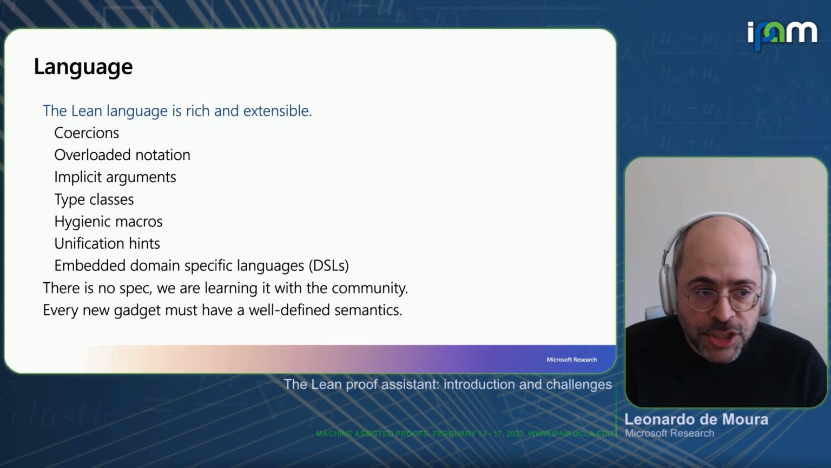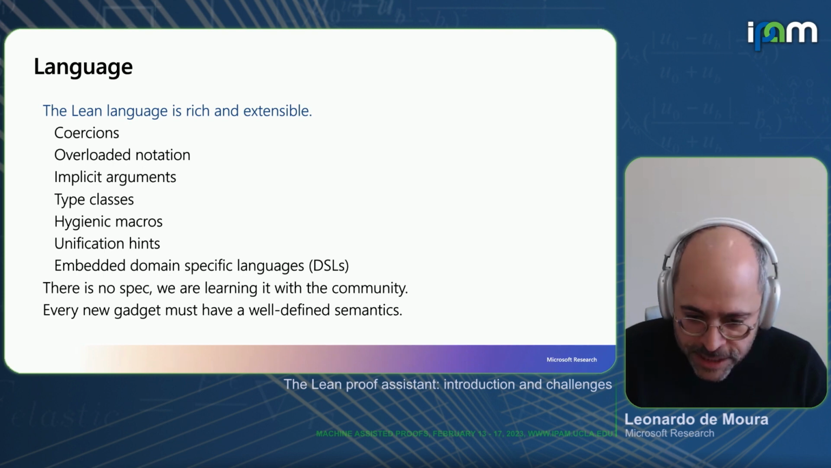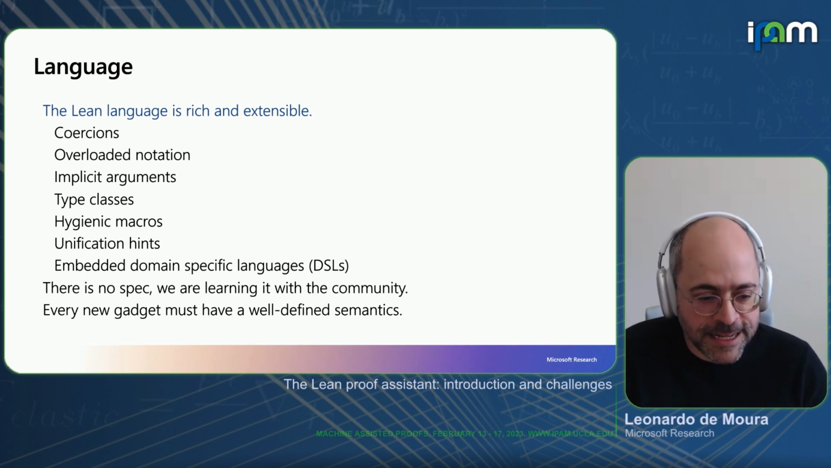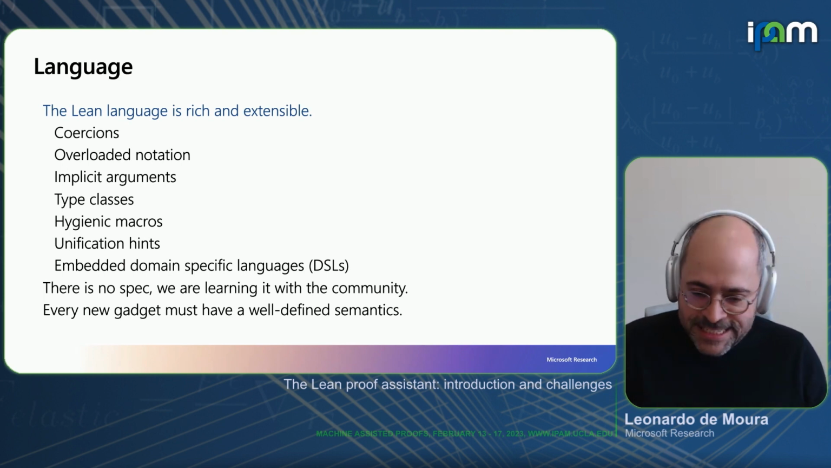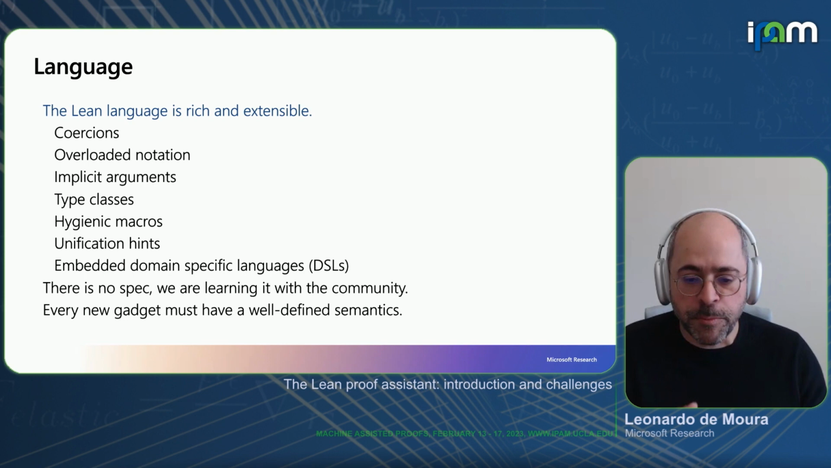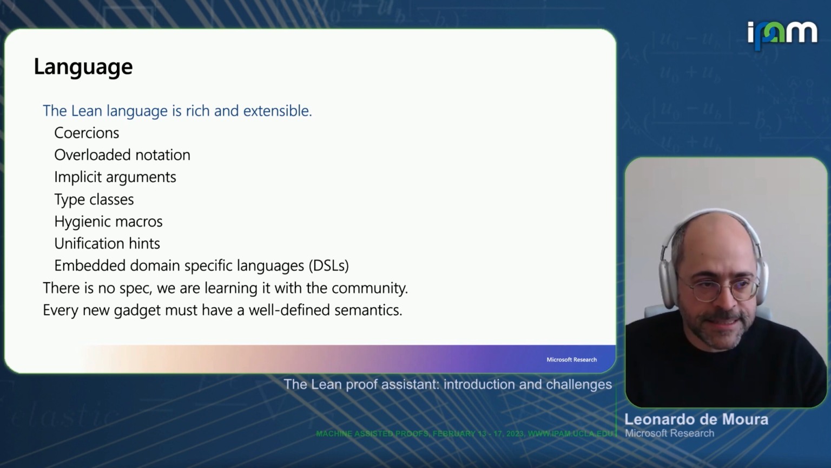The main point here is that there is no spec. Nobody really knows how formal math should look. We are learning it with the community, right? Our aspiration is that every new gadget should have a well-defined semantics, right? But this is something that we're always trying to polish, make it better, right?